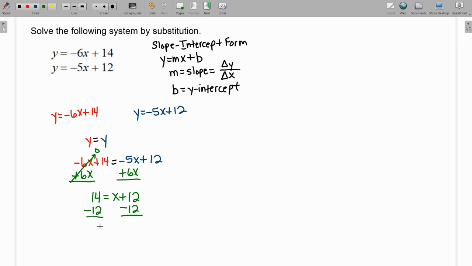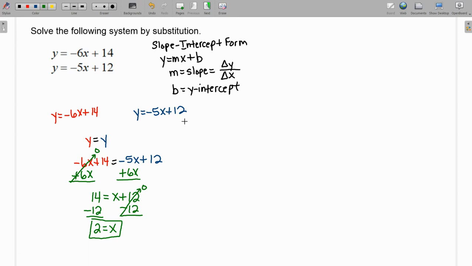Now, when I take 14 minus 12, that's going to give me a 2. And then that's going to be equal to x. The positive 12, the negative 12, those two things are going to cancel each other out, and it's going to give me a 0. So what I've found here is that the variable x is actually going to be equal to 2 in this particular problem.